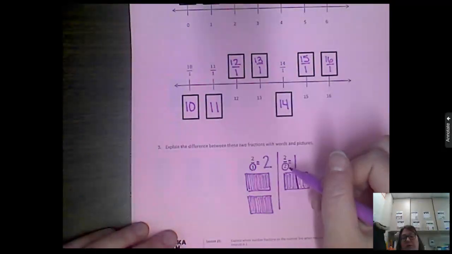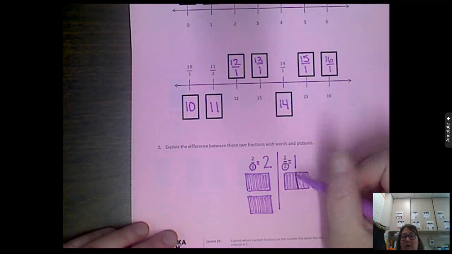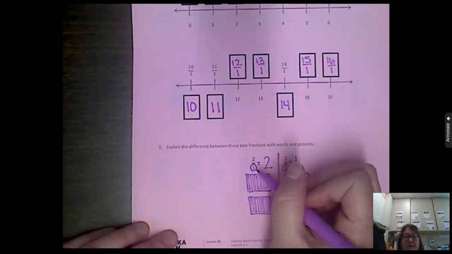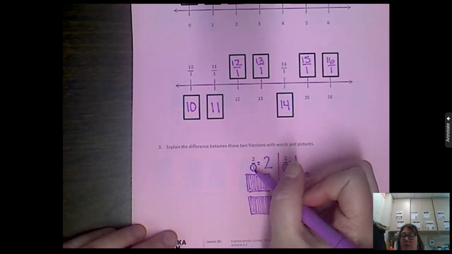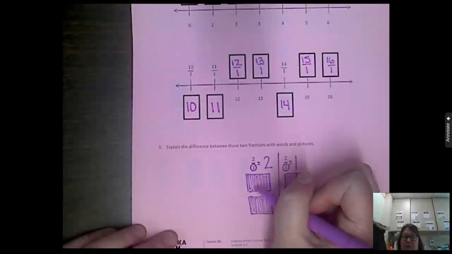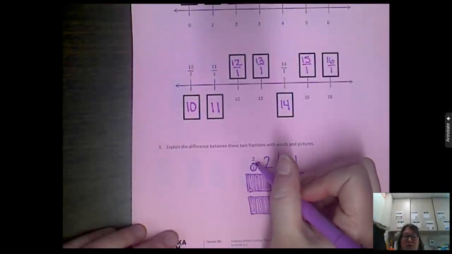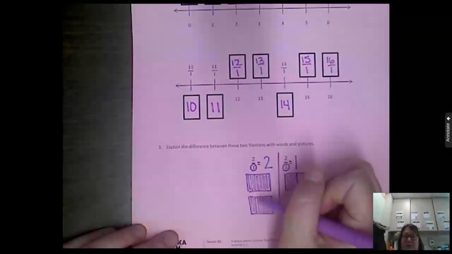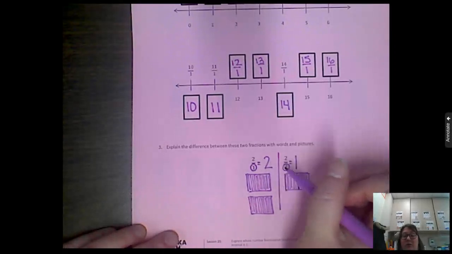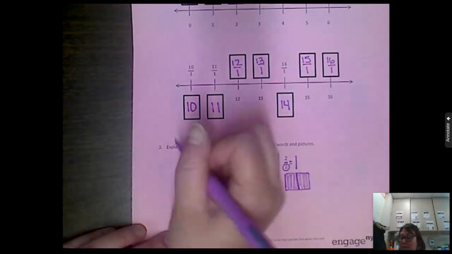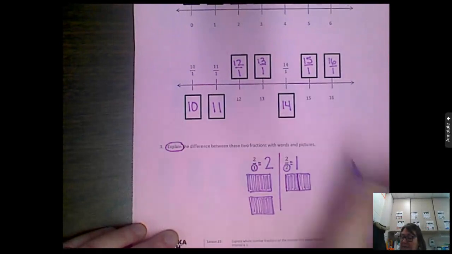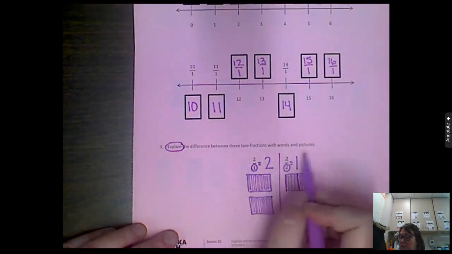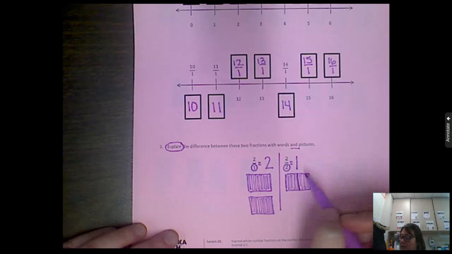So 2 over 2, the denominator tells me that there are 2 pieces in the whole and there are 2 shaded, and that is equal to 1 whole. 2 over 1, the denominator tells me that there's 1 piece in the whole, and there are 2 of those shaded. So I had to draw 2. So 2 over 1 is 2 wholes, 2 over 2 is 1 whole. So I do need some words there, the difference between these two fractions with words and pictures. Here are my pictures, I need words.